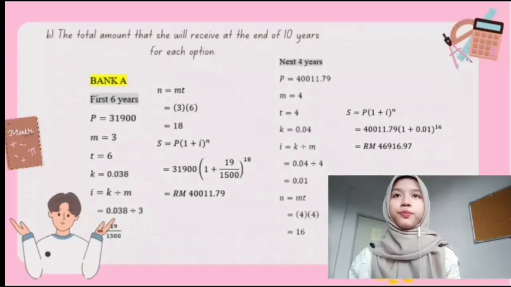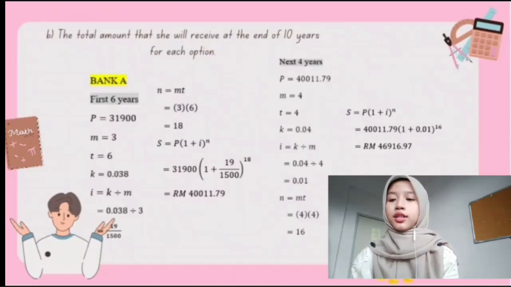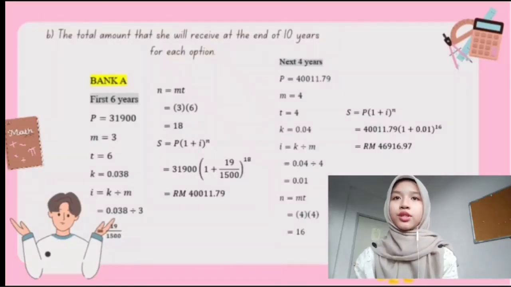For the next 4 years, P equal to 40,011 ringgit 79 cents, which is the future value from the first 6 years. So we are going to use that as our new principal. M equal to 4, T equal to 4 years, K equal to 0.04, I equal to K divided by M, which is 0.04 divided by 4, equal to 0.01. The number of interest periods, which is represented by N, equal to M times T, equal to 16.